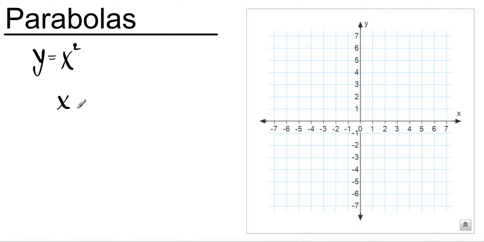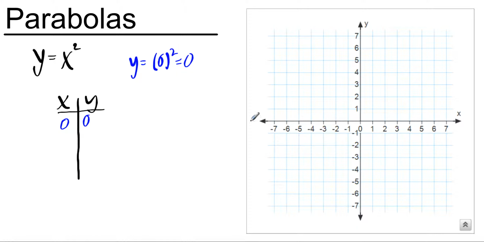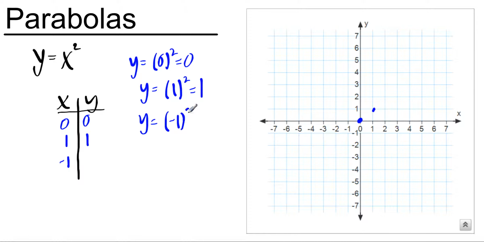I'm going to use a t-table to graph this. And remember, you can always use a t-table to graph anything. You're just picking x values, plugging them in, and getting y values. So we're going to start with 0. If we plug in 0, that's going to be y is equal to 0 squared, which is 0. I'm going to pick 1, so y is equal to 1 squared, which is 1. I'm also going to pick negative 1. Y is equal to negative 1 squared, which is 1.